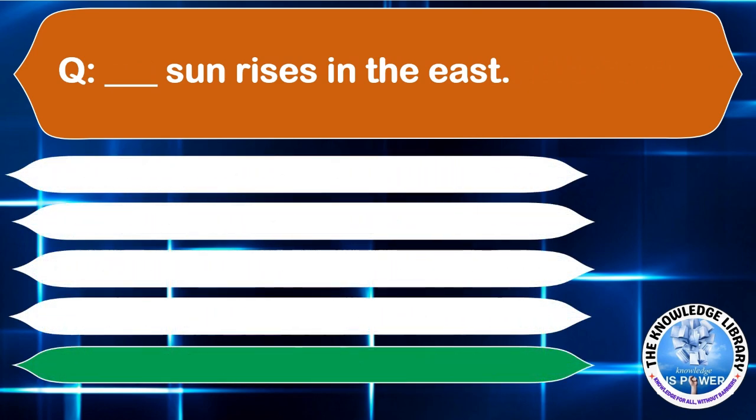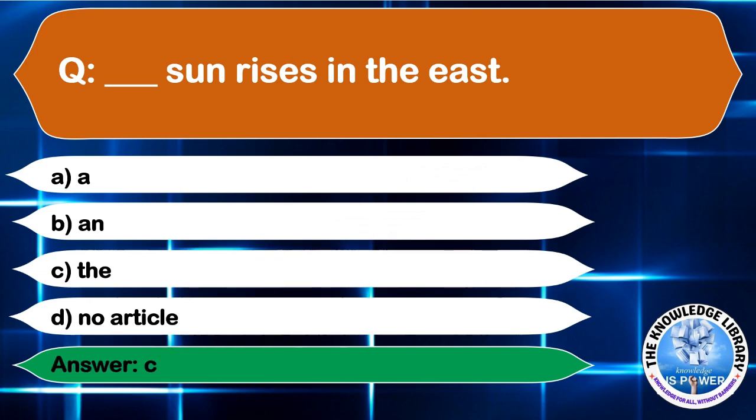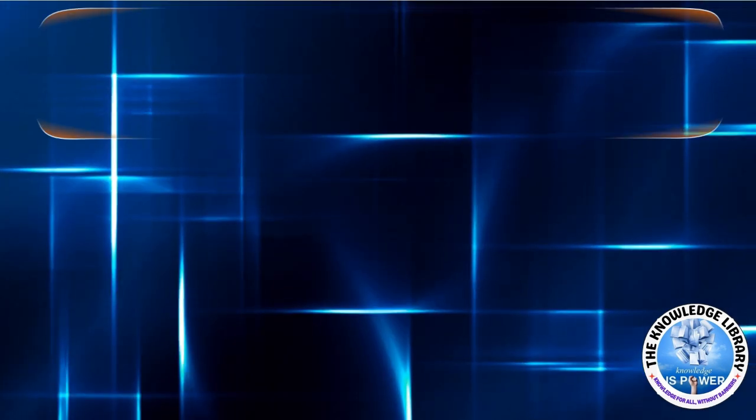Dash sun rises in the east. Option A, a. Option B, an. Option C, the. Option D, no article. The correct answer is option C, the. Moving to the next question.